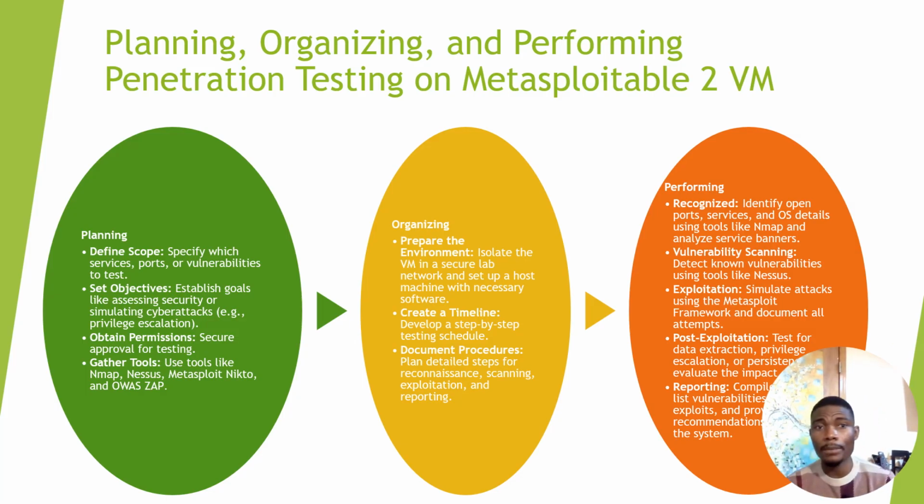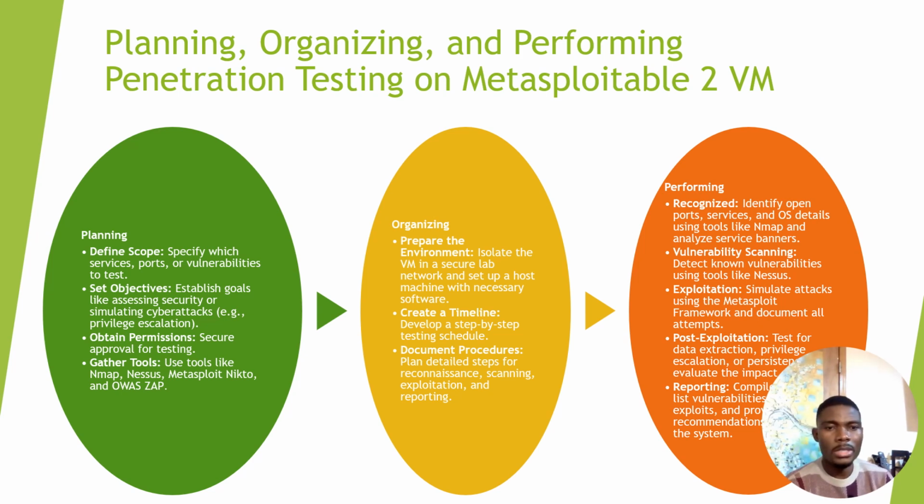Planning, organizing, and performing penetration testing on the Metasploitable VM. For the planning stage, we have to define the scope. We have to set objectives. Defining the scope will allow us to specify the services, the ports, and the vulnerabilities that we are going to test for. The objective is to establish goals and assess security by simulating an attack. Obtain permissions and secure approval to do your penetration testing.